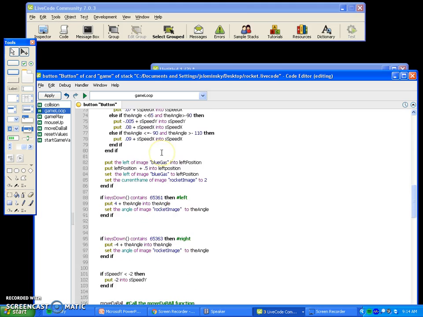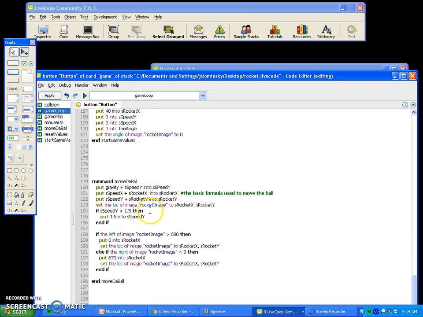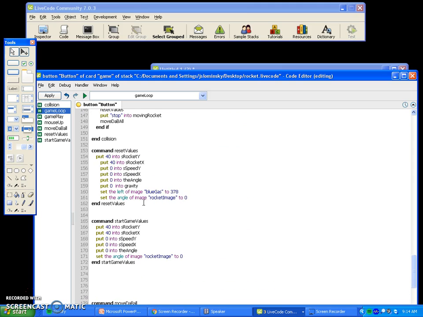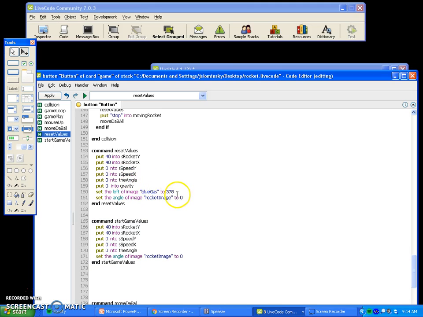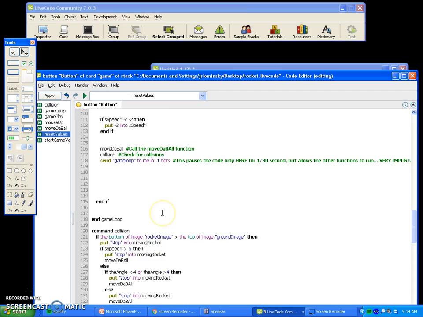So let's go ahead and take a look at that. And here's reset values. Again, pause the video and type that in. It looks really similar to start game values, except there's one little difference. You'll notice that when you reset values, you're putting 0 into gravity. You don't do that when you just start the game. That'll actually mess your game up. That's why I had to have two separate functions. So just take a second. What I would do is copy and paste this to here, and make sure I put in the extra.